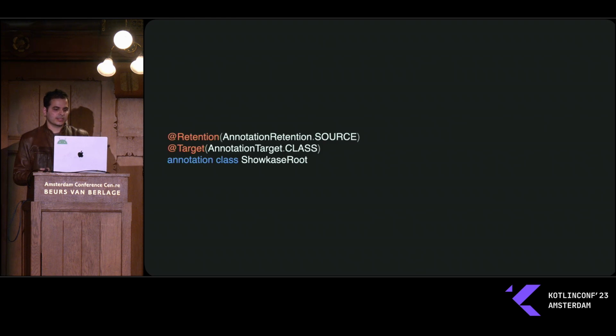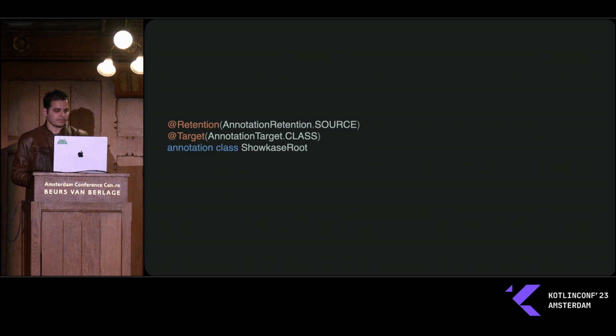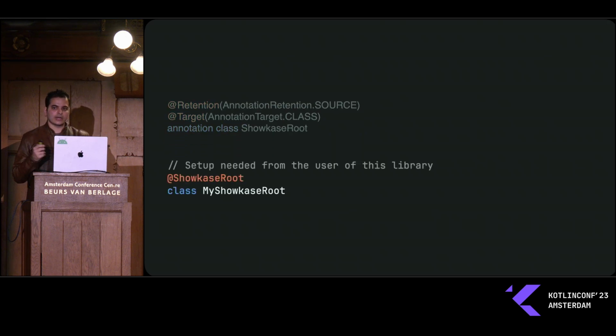In order to solve this, we are going to declare a new annotation. We're calling it Showcase root. What this does is that it allows the end user of this infrastructure to declare a class in the root module of their app, so whatever is the main module that has all the other dependencies. And they will annotate their class with this annotation. And this is the only setup code they need for us to understand which module should be treated as the root of your app.